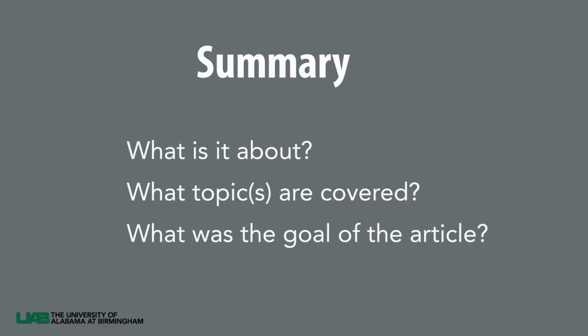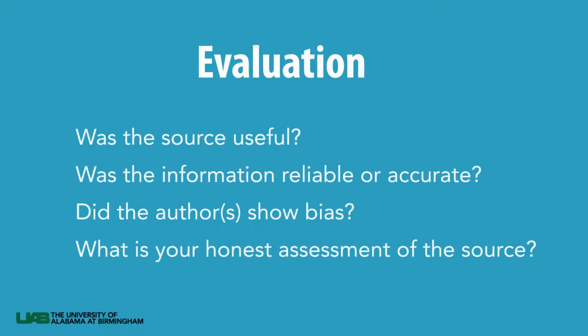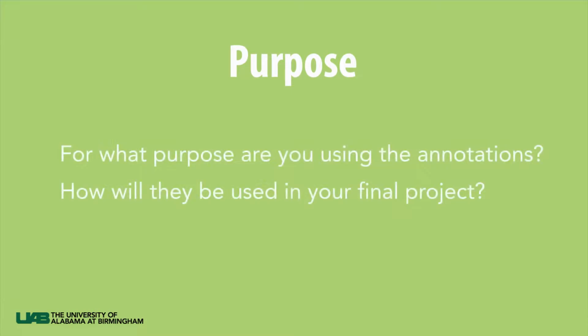The summary paragraph or paragraphs will explain what the resource is about, what topics are covered, what's the author's main goal, and what facts were presented. Unless your professor tells you to include any personal information in this section, I would refrain from doing so. The evaluation section will determine how useful the source is to your research. Was there any sort of bias or propaganda in this resource? Was the information reliable and accurate? And finally, the purpose section. It asks, how are you going to utilize the annotations? What role will they play in your research?